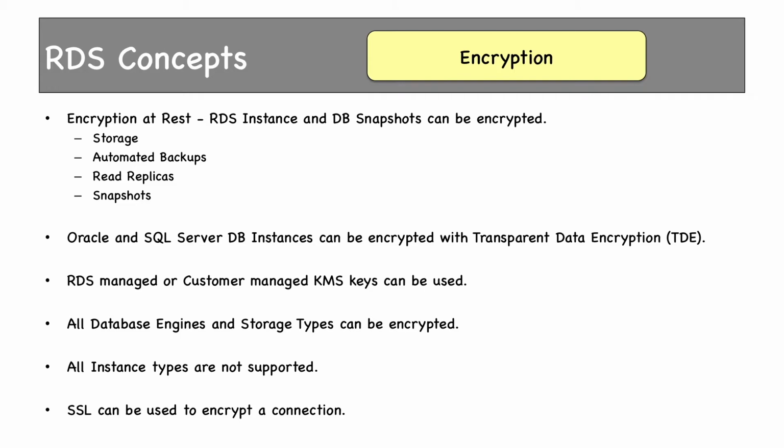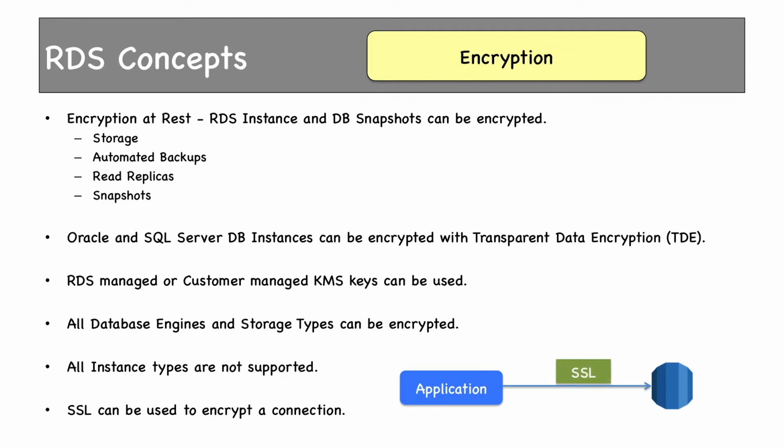We can use SSL to encrypt a connection. By connection, I mean a connection from an application. Suppose this is our DB instance and this is our application, which can be on EC2 instances or on-premise data centers also. This application makes a connection to this database to access data from it. This connection can be encrypted using SSL.